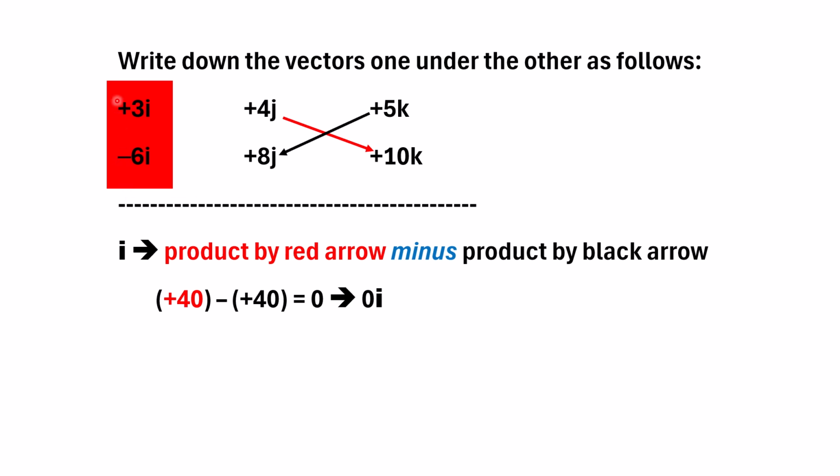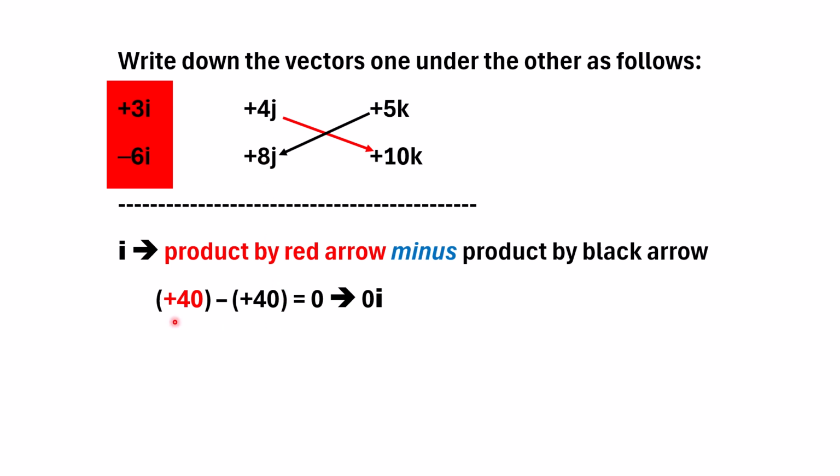Now for i, we have blocked the i part, see the red rectangle, we have blocked the i column. Why? Because i into i is i square, which is 0, so you do not need that one. We need only the other two, j and k. Now cross multiply in the direction. One we have shown by red arrow, one by black arrow, always from top to bottom. That is plus 4j into plus 10k, a product by red arrow, and plus 5k into plus 8j, a product by black arrow.